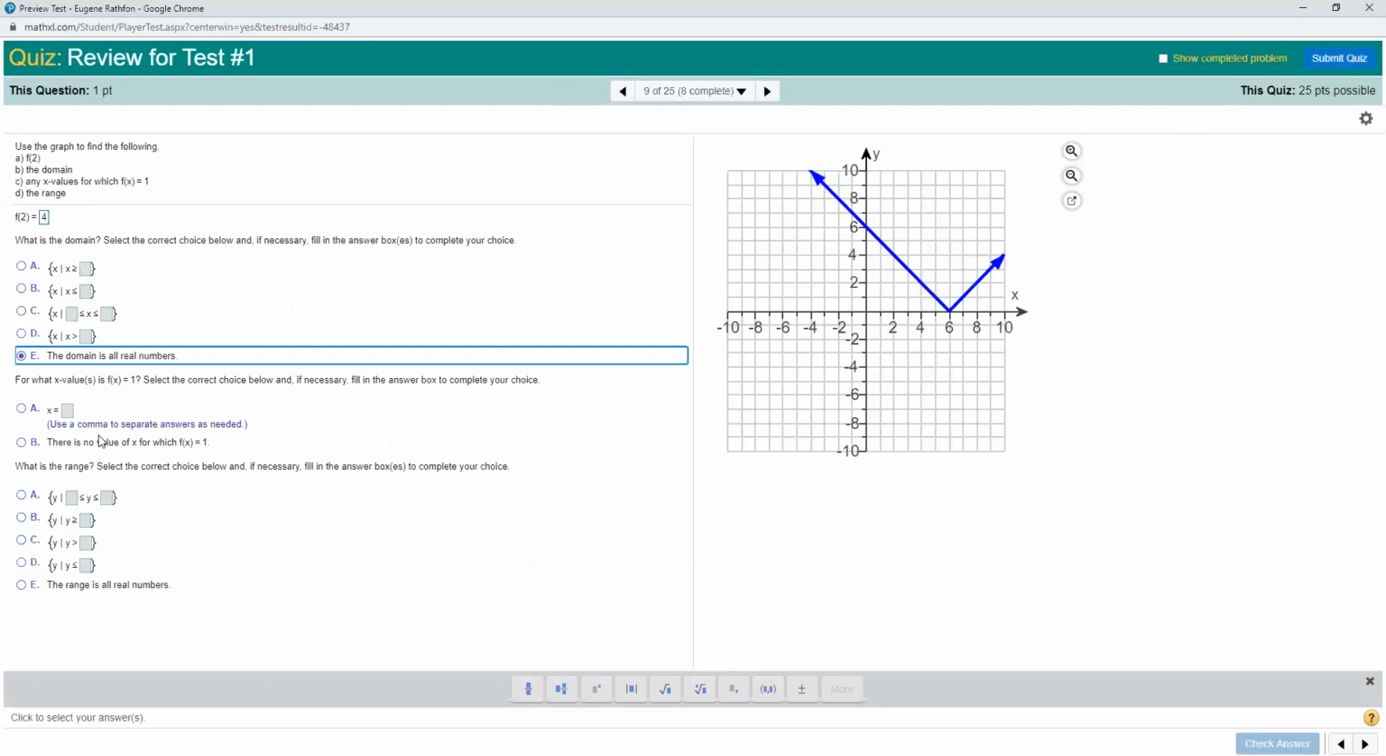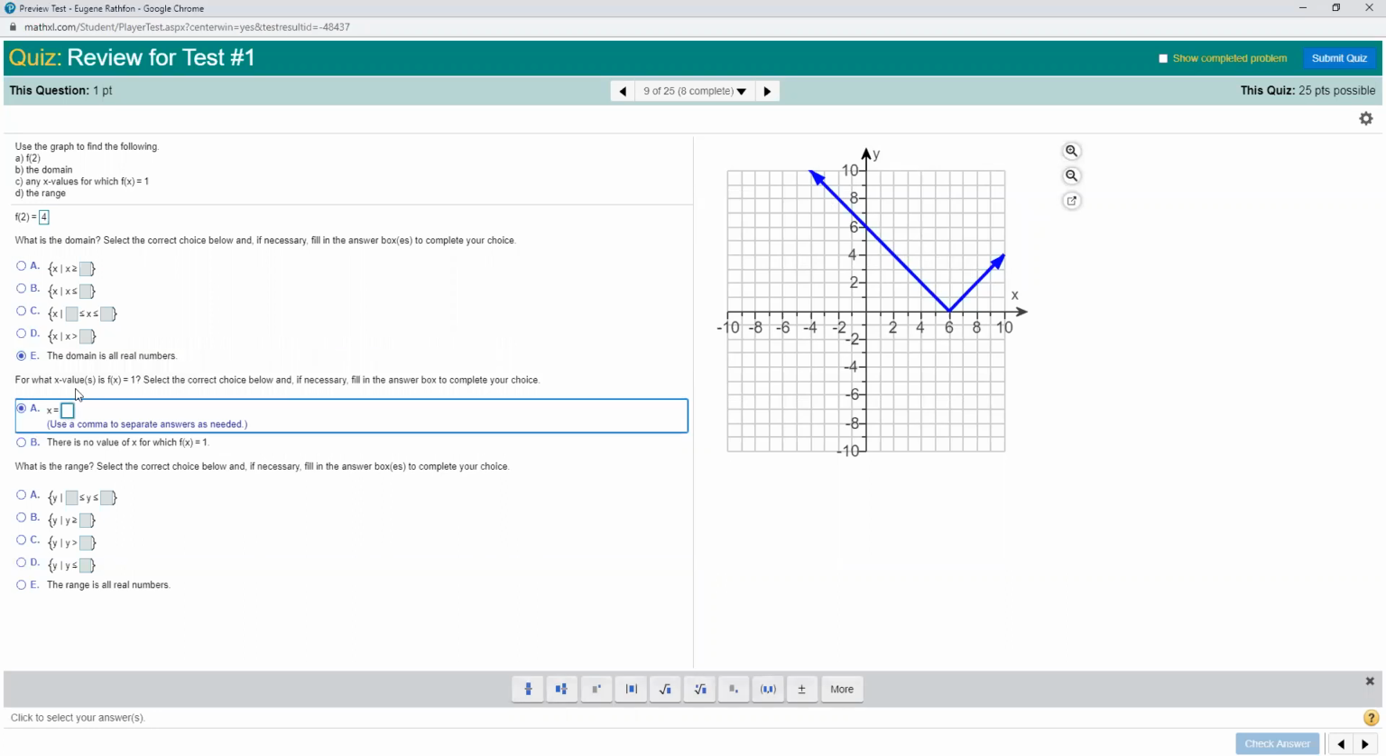Okay. The next one says, for what x values is f of x equal 1? So this time they're giving me the y value of 1, and I've got to find what x's have a y value of 1. So come up here on the y-axis to where the 1 is, and go straight to the right and see what numbers are going to be on that line.